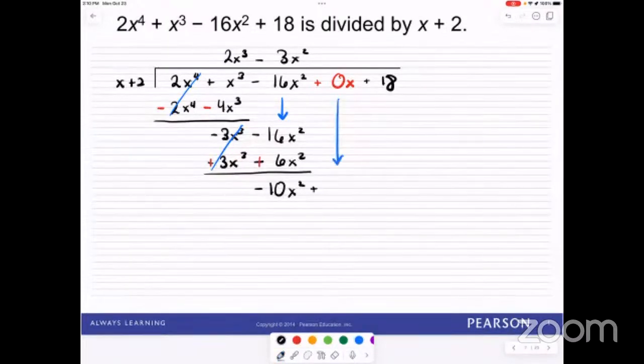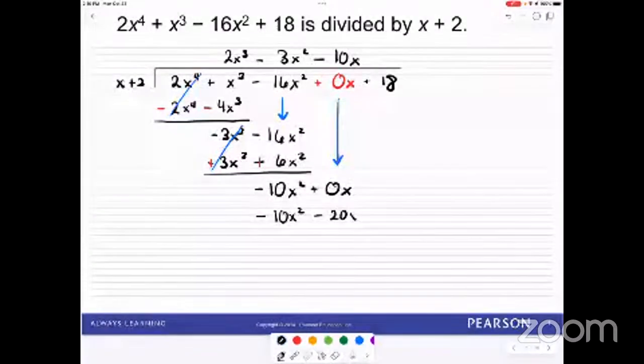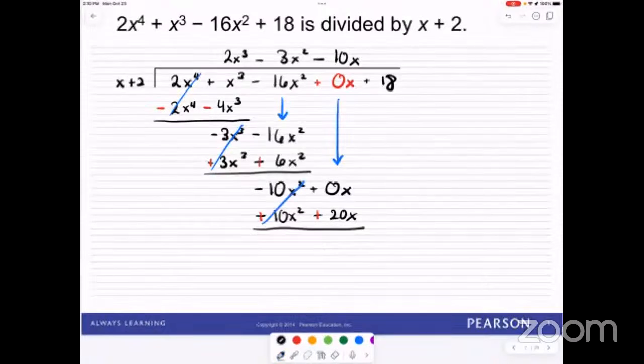Then repeat the process. Negative 10x squared divided by x is going to be a negative 10x. On the diagonal, we multiply, so we'll get negative 10x squared minus 20x. Distribute our negative, this becomes positive, this becomes positive. A number plus its opposite adds to 0. 0 plus anything is itself, so that's going to be 20x. Bring down the next term.